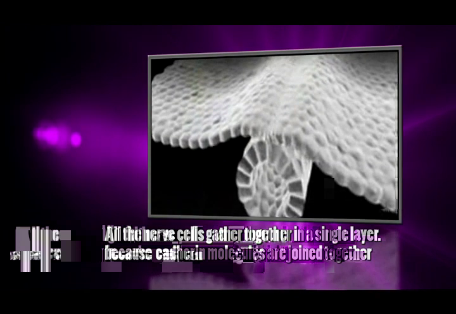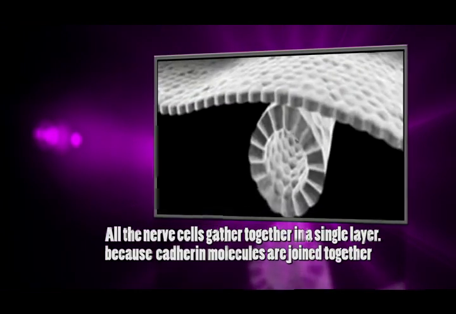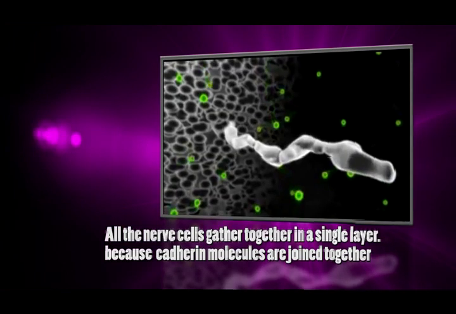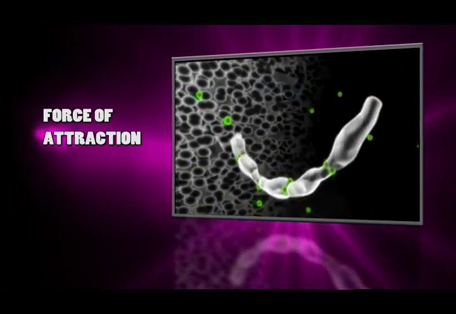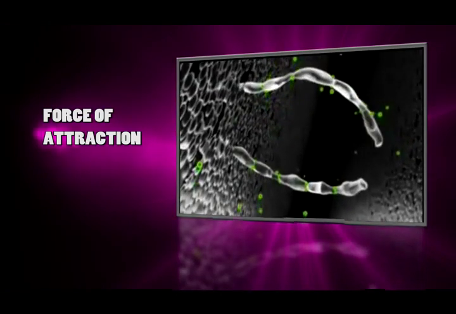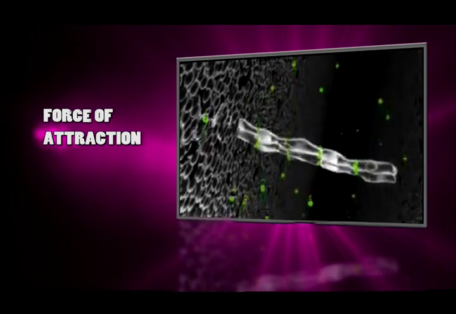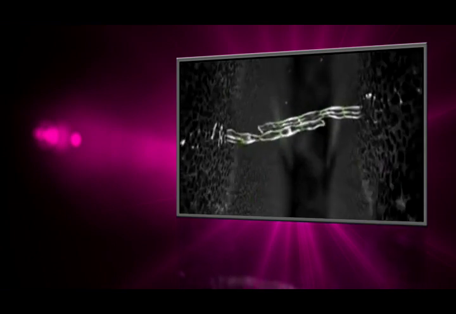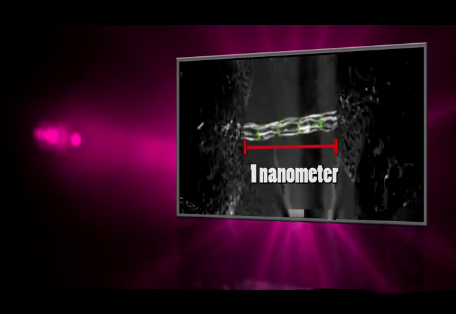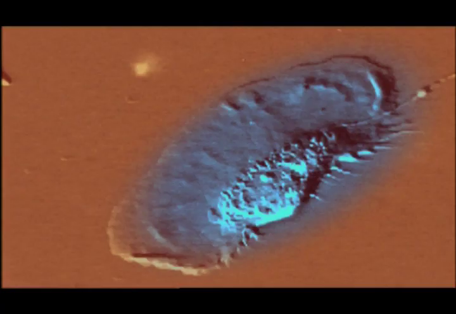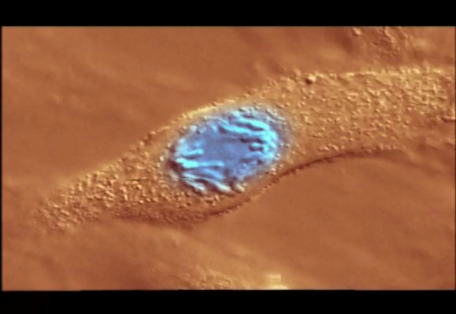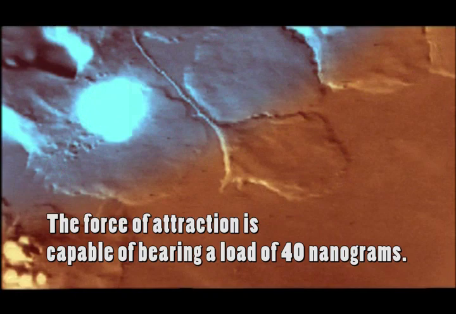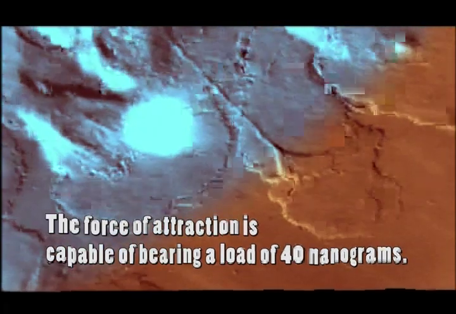When this process is over, all the nerve cells gather together in a single layer. Two binding molecules use the force of attraction to join together. In order for a force of attraction to be established between cells, the distance between the two surfaces of the binding molecule has to be less than 1 nanometer. They have to be at the same level. While it is difficult for these conditions to be met, the cells still manage to bind together because the force of attraction is capable of bearing a load of 40 nanograms.